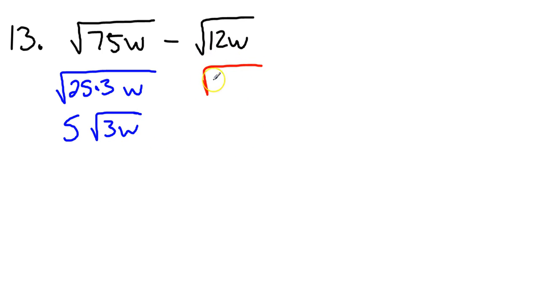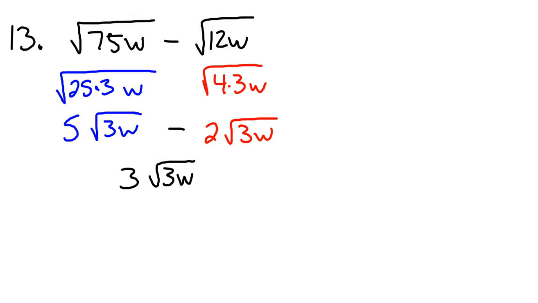With the 12, you can make it 4 times 3, with the w attached to the end of it. The square root of 4 is 2. And again, you've got the 3w on the inside. So now that you've got the square root of 3w the same, it's 5 minus 2, which is 3, and then the square root of 3w.